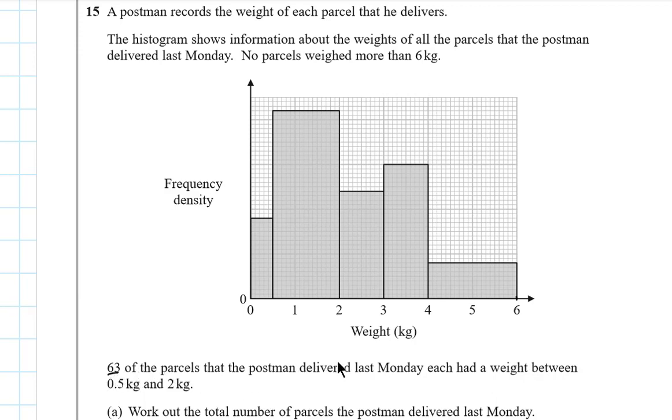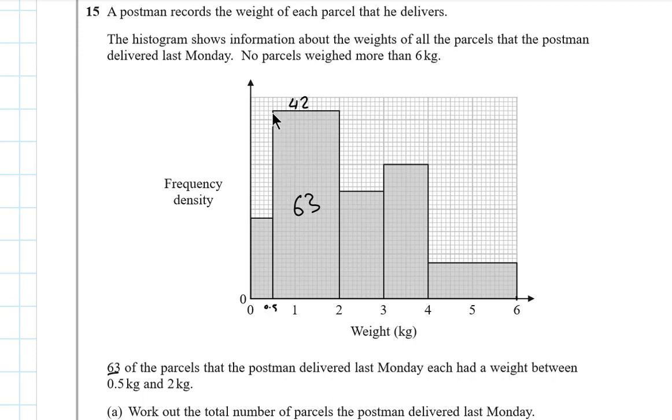Of the parcels that the postman delivered last Monday, each had a weight between half and 2. This is half and this is 2. So the class width here is 1.5 and the frequency is 63. The frequency equals the class width times frequency density, so the frequency density equals the frequency divided by the class width. So 63 divided by 1.5, which is 3 over 2, it will be 21 times 2, 42.